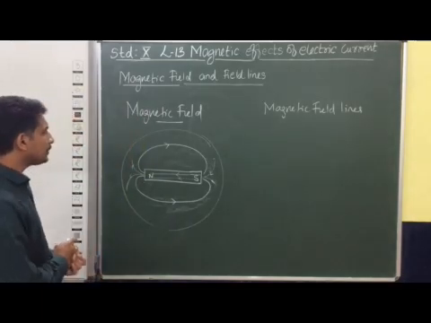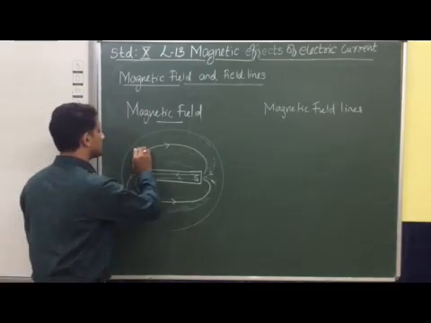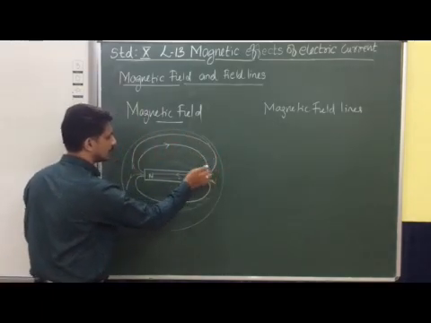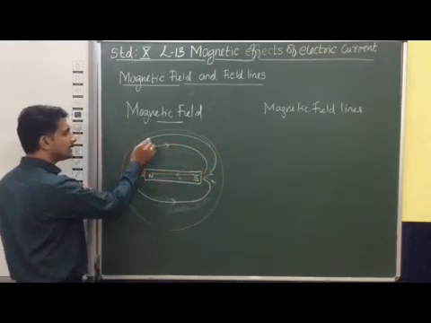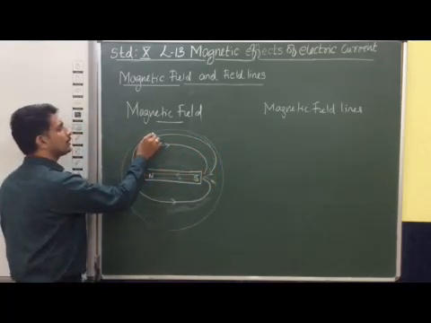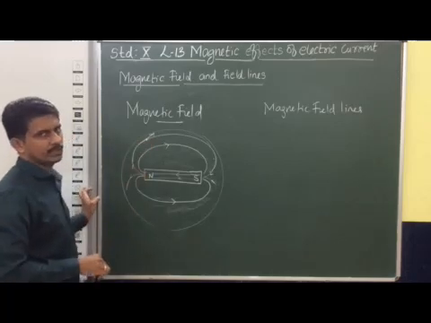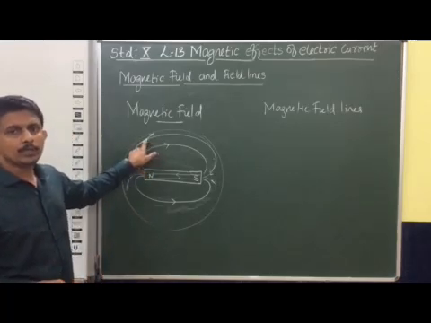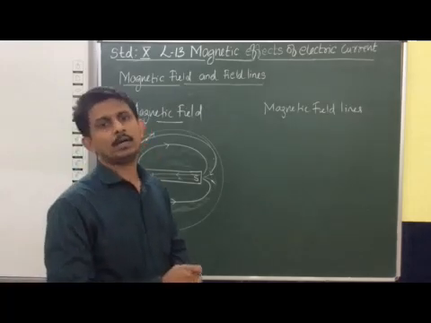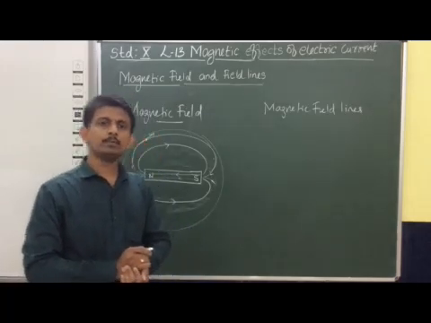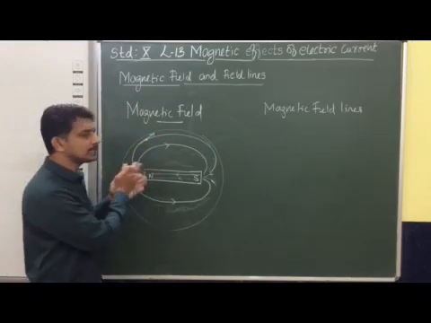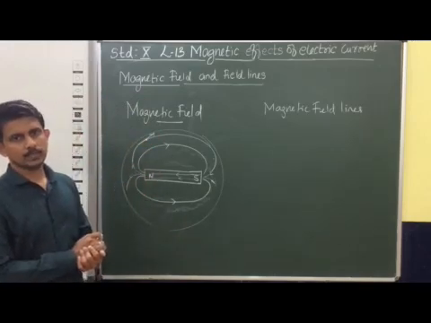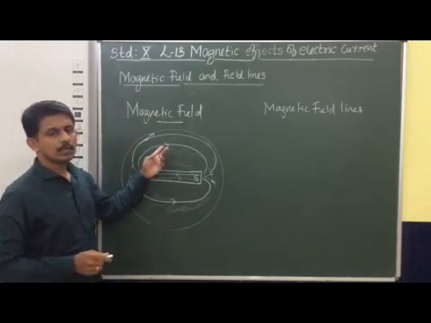And another property we can say, when we are concerned with magnetic field lines like this way, you can see that the tangent which is drawn at any point gives the direction of the magnetic field lines. And one more property is that these field lines will never intersect. The magnetic field lines will never intersect.